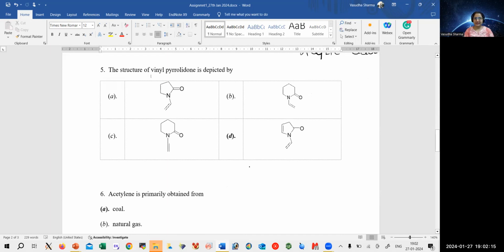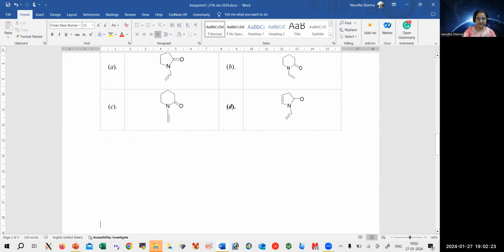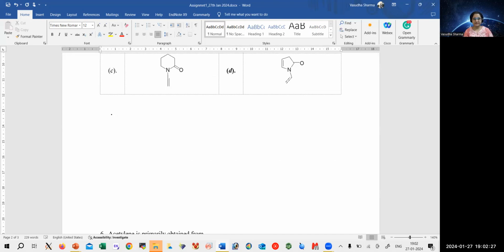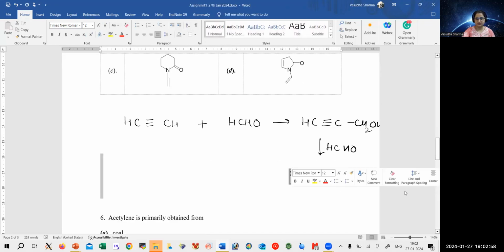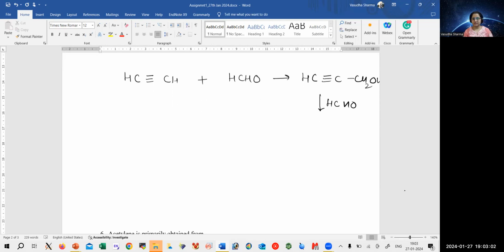Now the structure of vinyl pyrrolidone, we have taken this particular thing into full details where I will explain it here again. So how it starts, we have this CH triple bond CH. When it reacts with HCHO, it will first give you CH triple bond C, replacing with CH2OH. Then with another molecule of HCHO, it will give you similar HOCH2, C triple bond C, CH2OH.